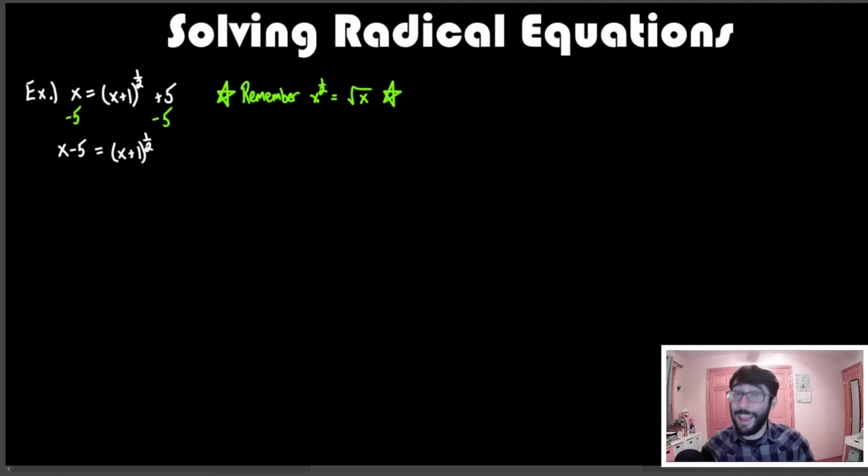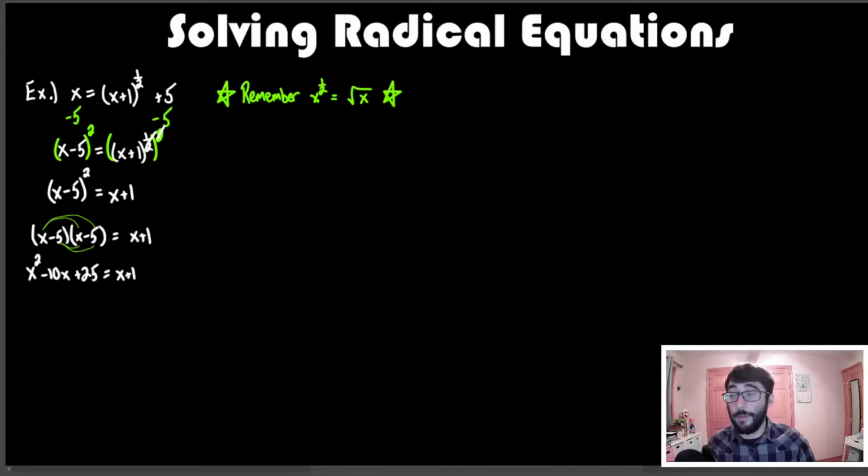So now I have to cancel out that square root by squaring each side. So I square each side and I get x minus 5 quantity squared is equal to what was underneath the square root, which was x plus 1. Now be careful here, because all too often I see people take x minus 5 quantity squared and just square each piece, right? x squared plus 25. Wrong. Remember, that actually means x minus 5 times x minus 5. That's x minus 5 times itself.